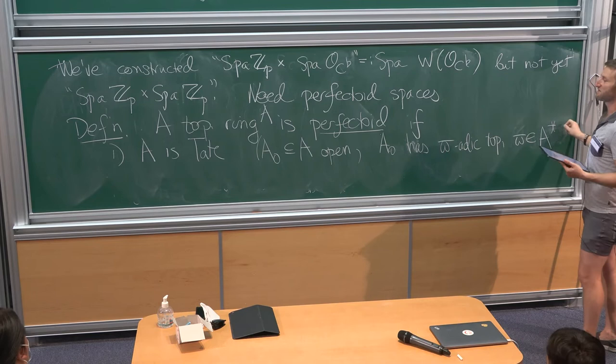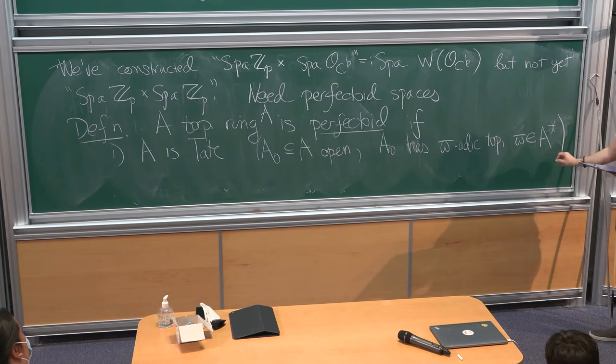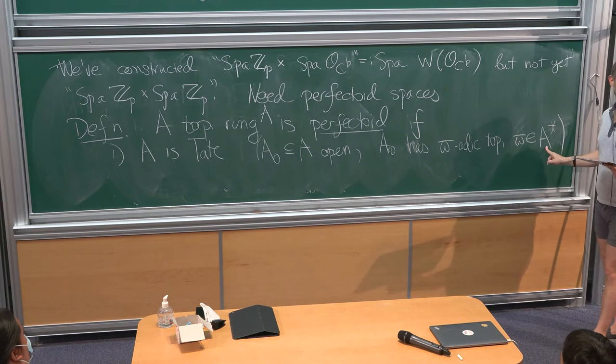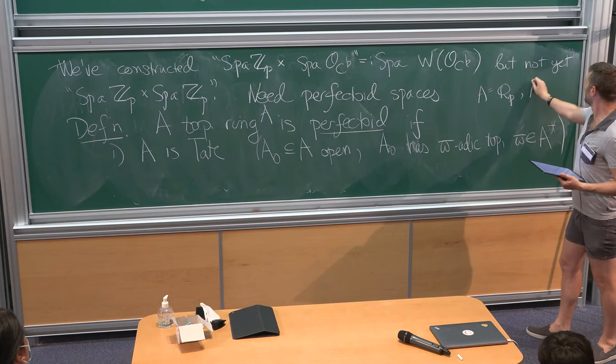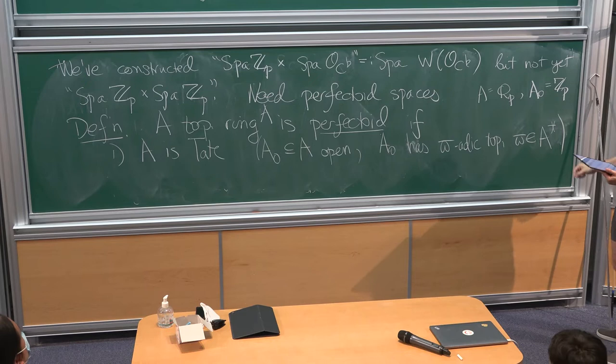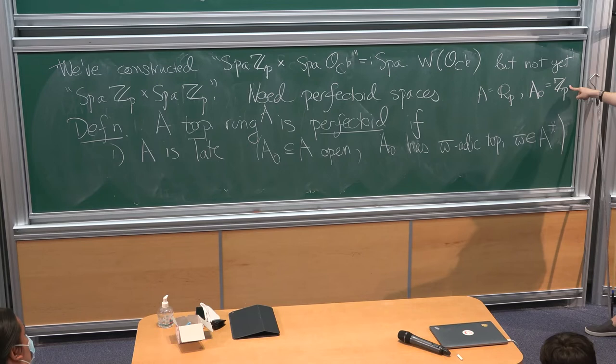So if you've never seen this, this is sort of maybe confusing. There's an element that's a unit in A, but it lives in this smaller ring, and the smaller ring has a topology generated by that element. But the first example of this would just simply be A is Q_p. And this ring of definition can just be Z_p. And then your pi can just be p here, right? So Q_p is a ring, it's got an open subring, and the open subring has topology generated by p, and p is invertible in here, that's important.